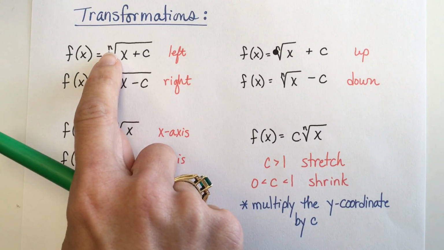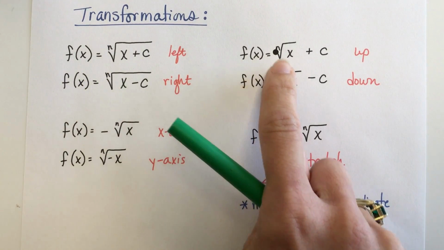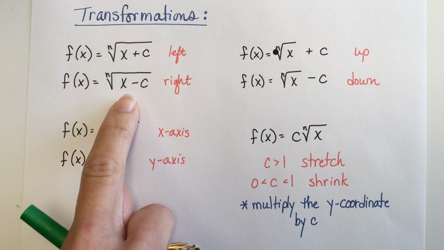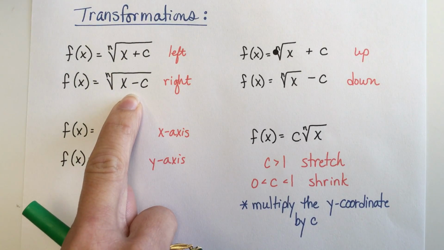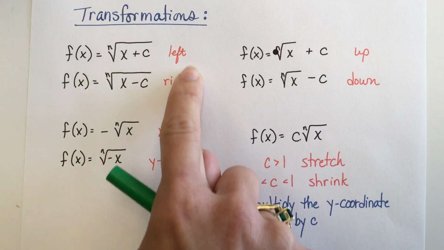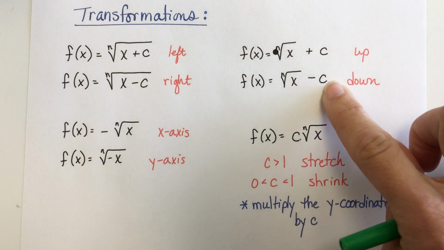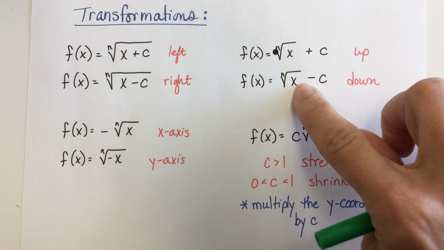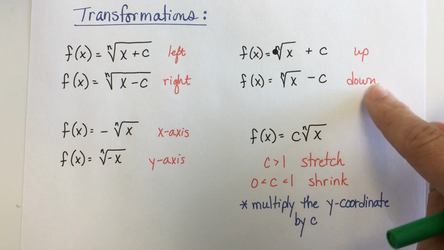Now, I've used an n in each one of these situations as the index, because it could be a square root, but it also could be a cube root, okay? So if you have a number added or subtracted under the radical sign, that's going to be your left and right shift. If the number that's added or subtracted is at the end after the radical, then that's going to be a shift up or down.